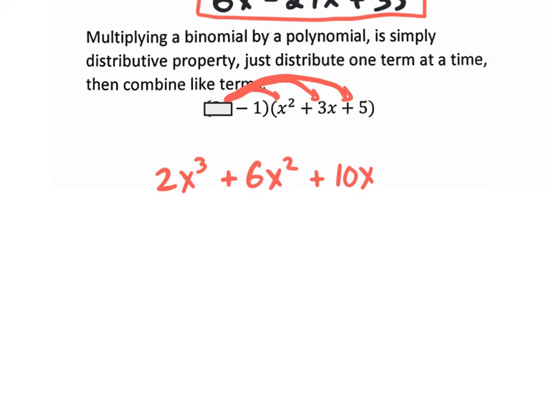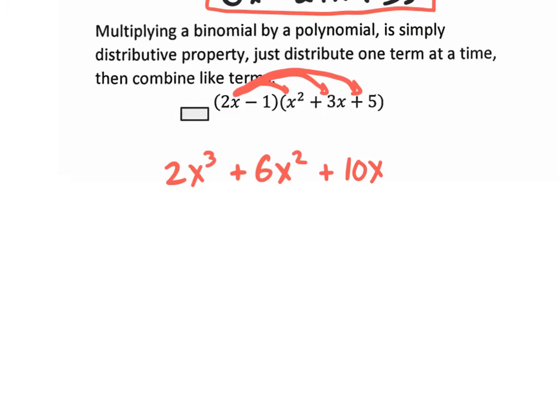Whoops. Okay, there we go. Sorry about that. So we already distributed the 2x. And now we're going to cover up the 2x and distribute the -1. I'm going to use a different colored pen.